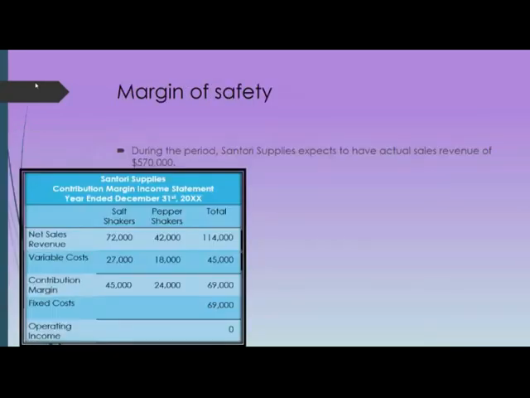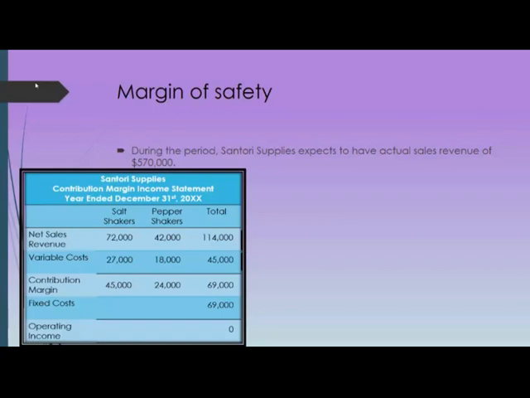One last thing is the margin of safety. See, this is how much we needed to break even, but no company goes into business expecting to break even. They want to sell much more than the break-even point. And how much they expect to be above that is their safety level.